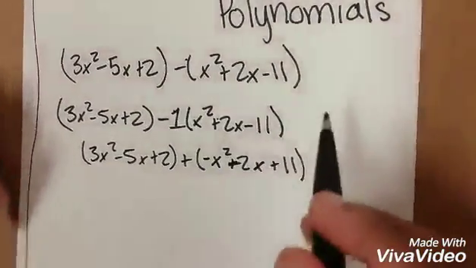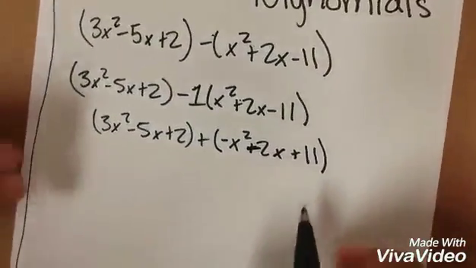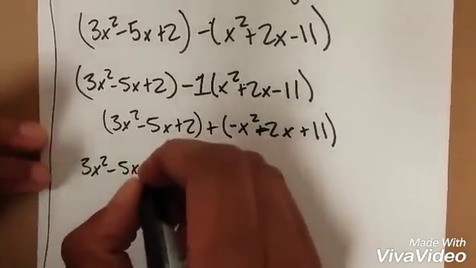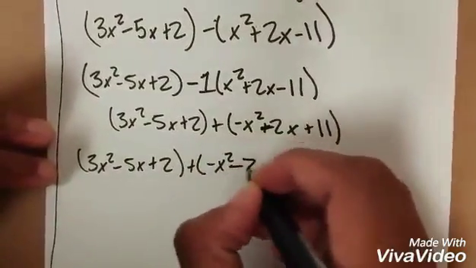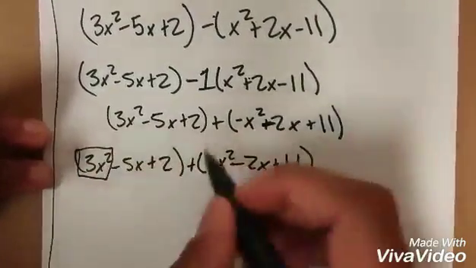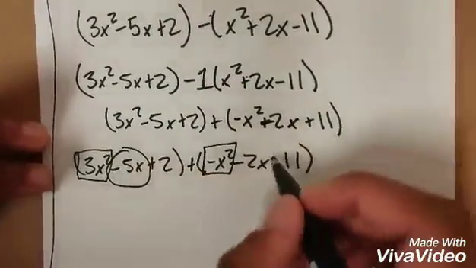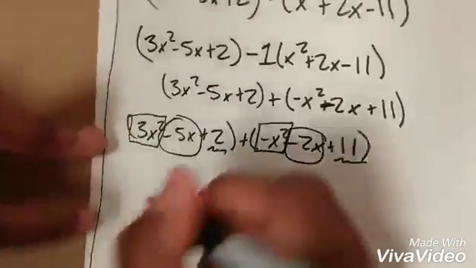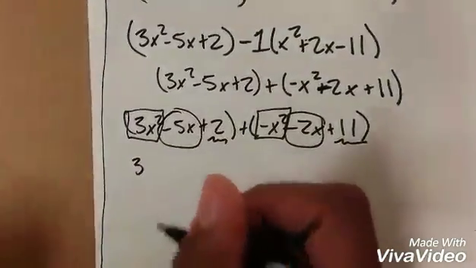The second step is now it turns into an addition problem. So the second step would be to group like terms. Now the third step is to combine like terms.